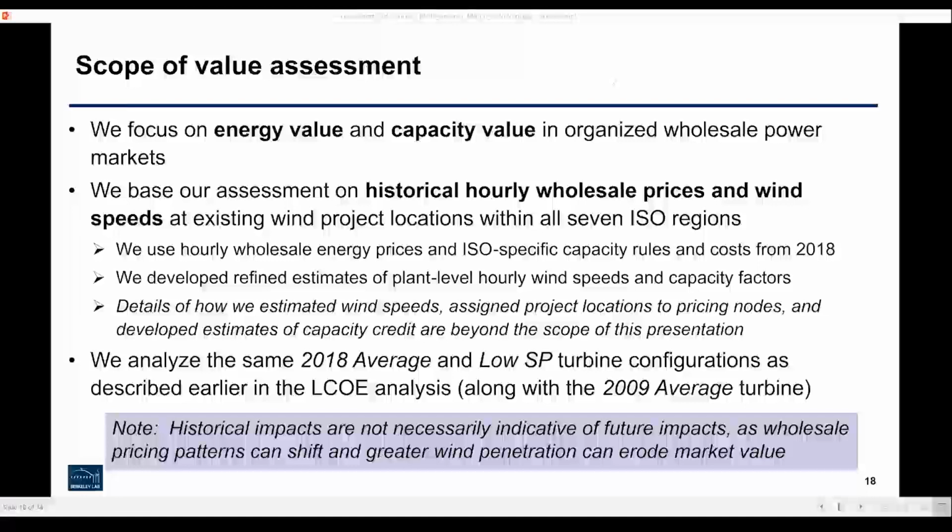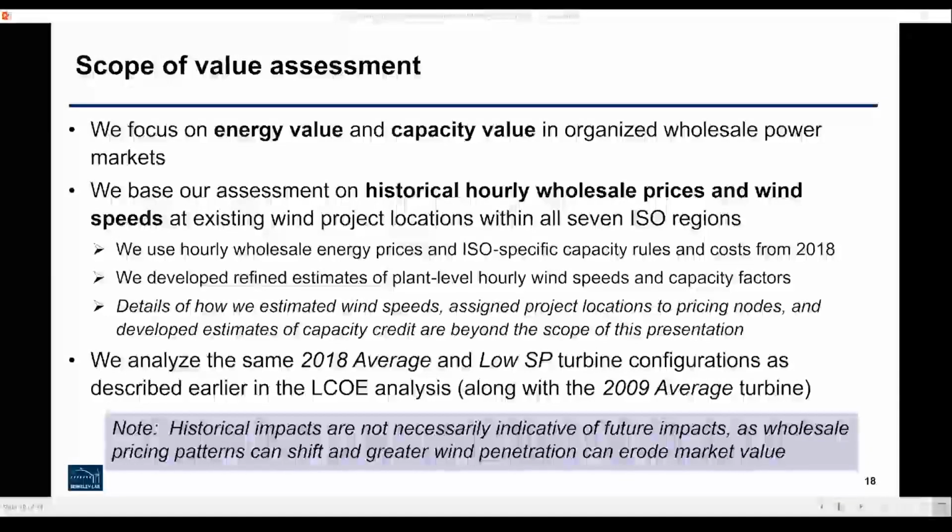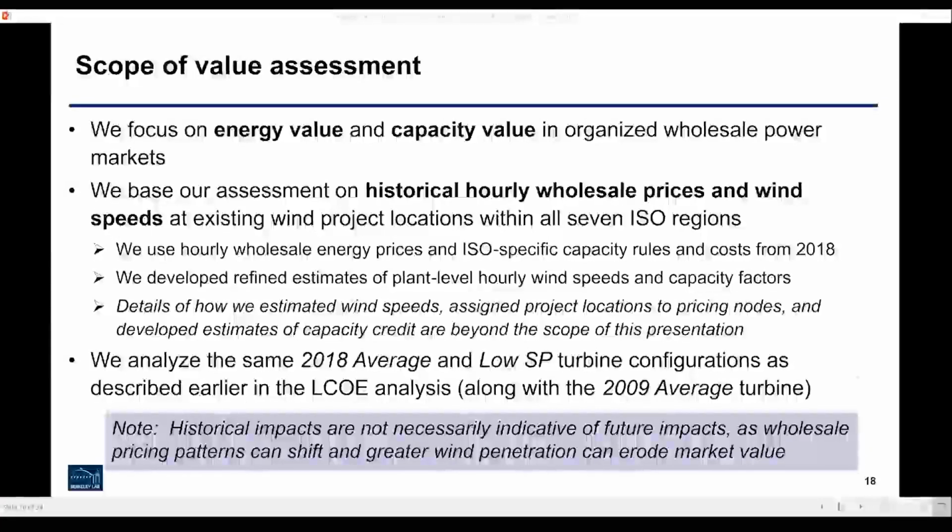We analyzed these same 2018 average and low SP turbine configurations that have been mentioned a number of times. We're also looking at comparisons to the 2009 average turbine. And again, just the caveat, these are retrospective analyses, so it won't necessarily show what will happen in the future, but we think there's a lot of insight to be gained by looking at this, especially given the different levels of market penetration in the different regions.